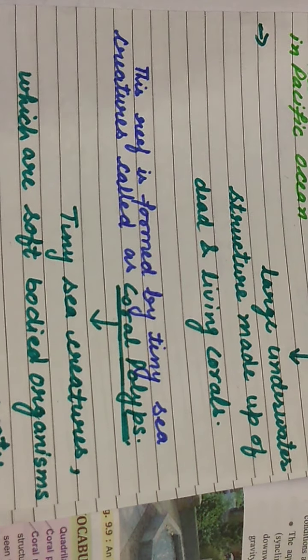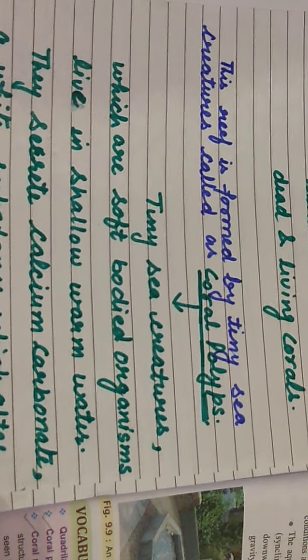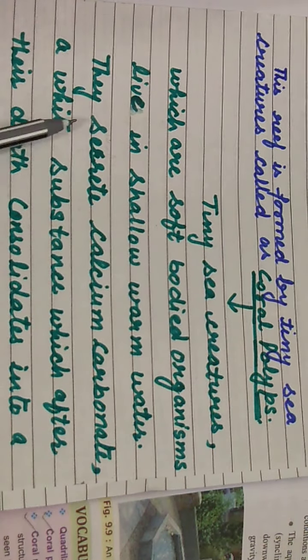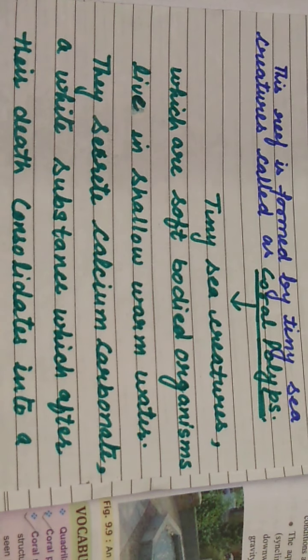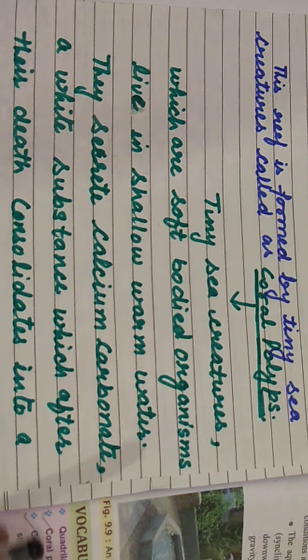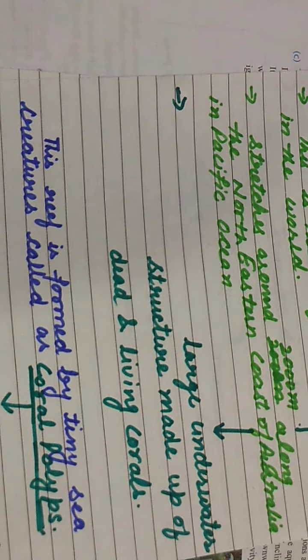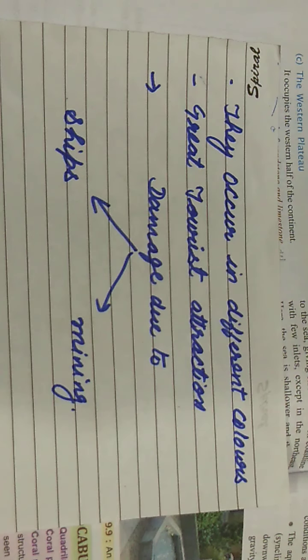This reef is formed by tiny sea creatures called coral polyps. These tiny sea creatures, which are soft-bodied organisms, live in the shallow warm water of the sea. They secrete calcium carbonate, a white substance which after their death consolidates into a ridge-like structure in different shapes and sizes. So these are coral polyps. They occur in different colors, like red, pink, and white.